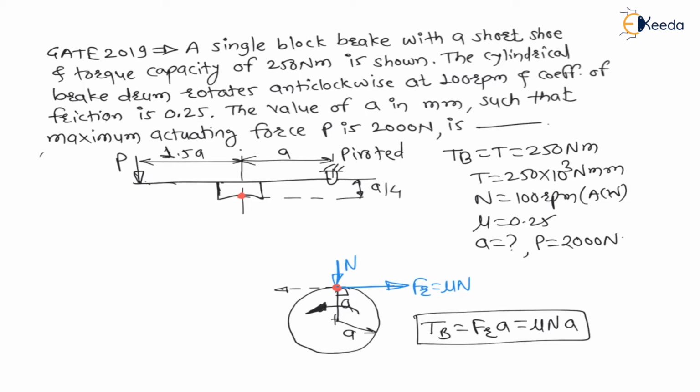And there is always an action-reaction pair. For this action on the drum, as per Newton's third law, there must be an equal and opposite reaction. Therefore on the shoe, the normal reaction will go upward, and the frictional force, which is towards the right side on the drum, will be towards the left side on the shoe, like this, right? Which is nothing but Fr equal to mu n.